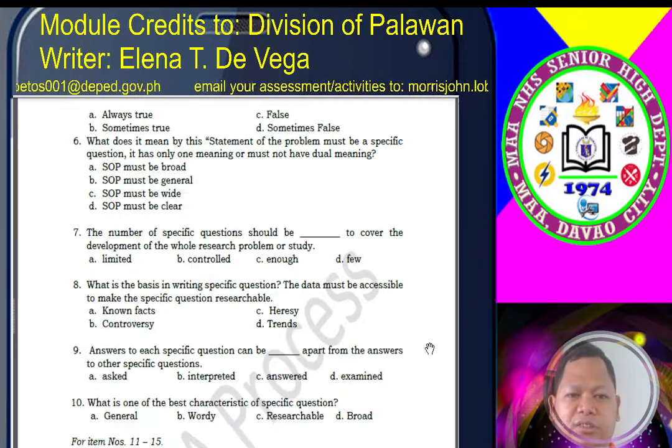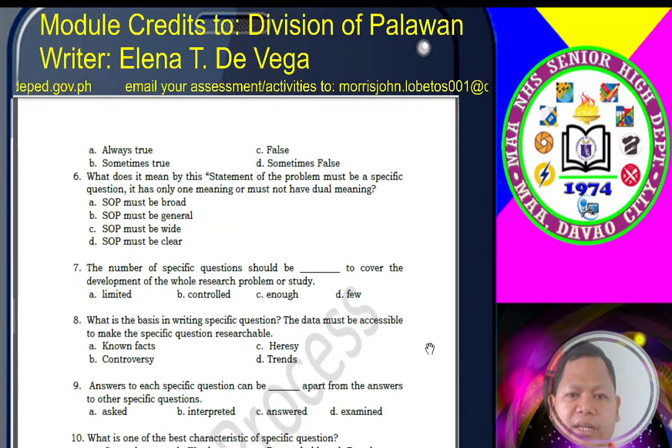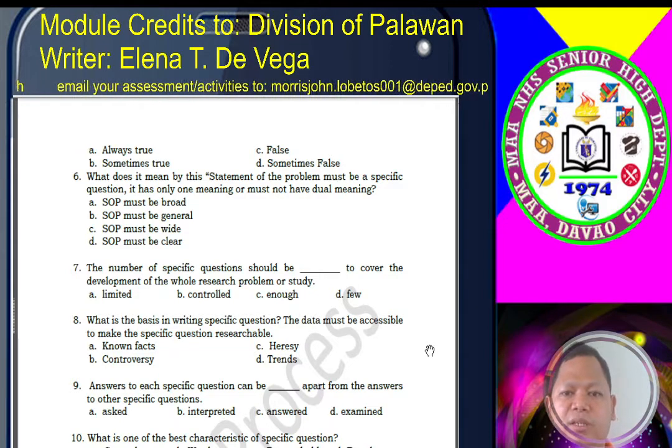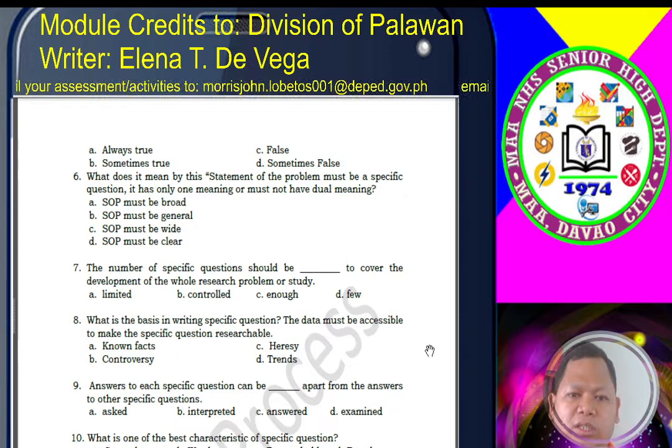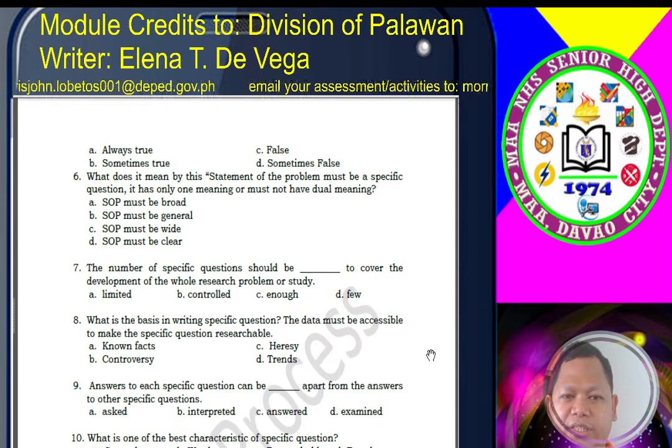Number 6. What does it mean by this statement of the problem must be a specific question, that is, it has only one meaning or must not have dual meaning? A, SOP must be broad. B, SOP must be general. C, SOP must be wide. D, SOP must be clear. The correct answer is letter D. SOP must be clear.